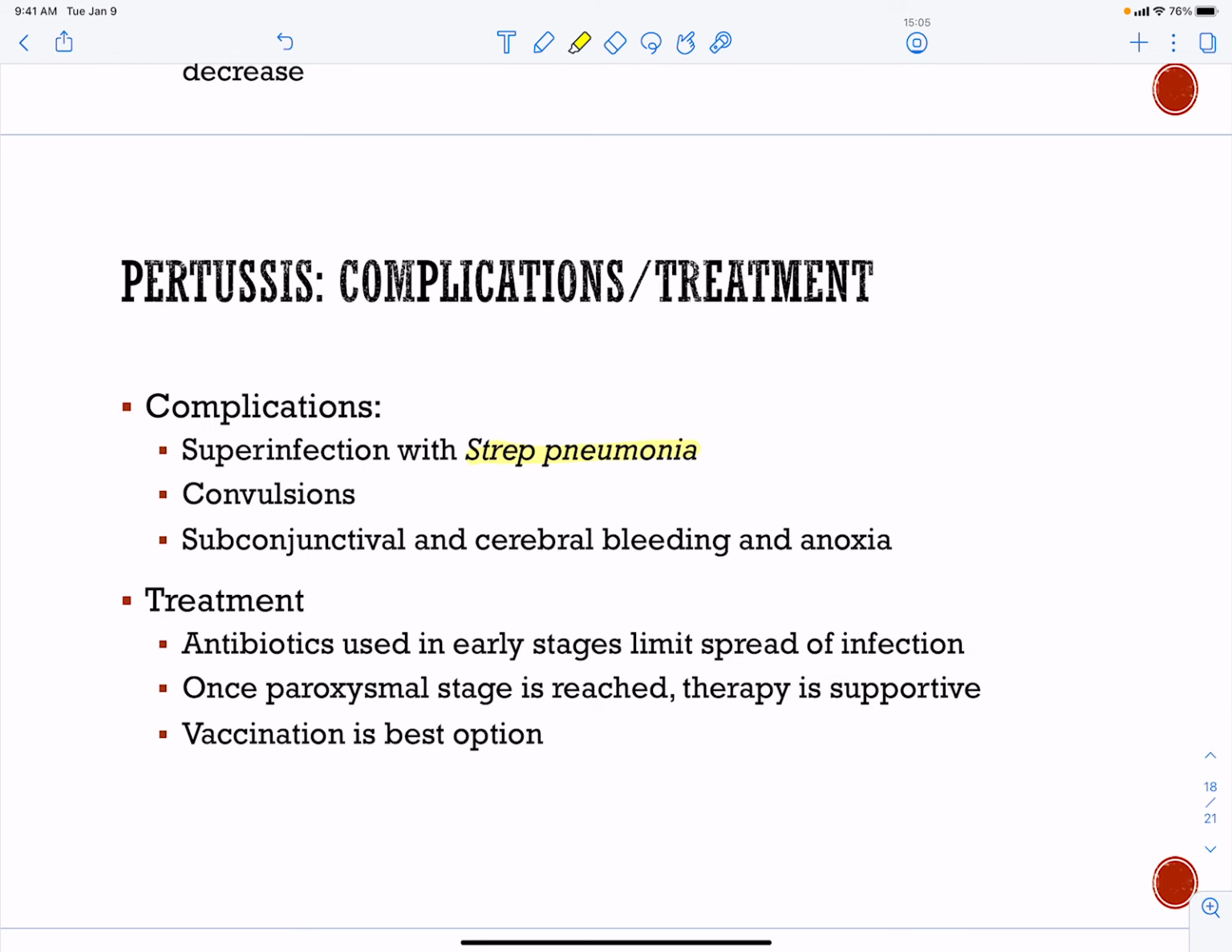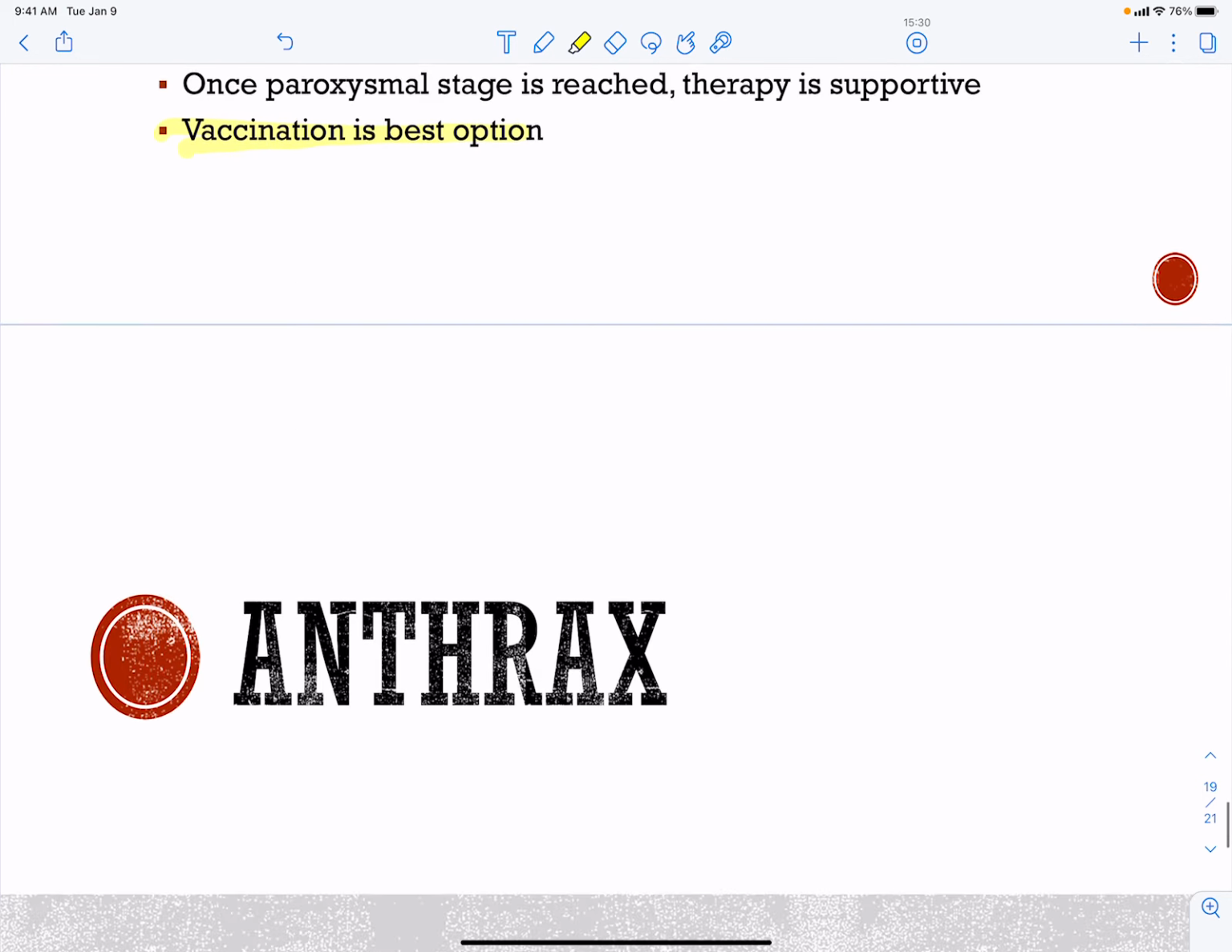And this is also going to be helpful if you can get antibiotics to treat. At the paroxysmal stage, however, that's when you get that whooping cough. This is where therapy is mostly going to be supportive. And so, very important is vaccination. So, there is a vaccine for pertussis, it's for that toxin, and that will help to prevent your ciliated cells from getting destroyed and from getting severe symptoms associated with pertussis.